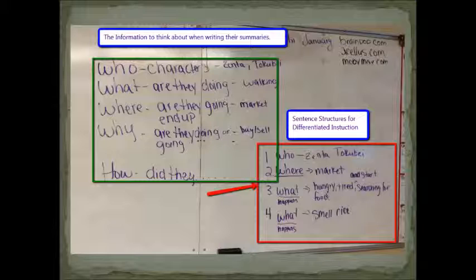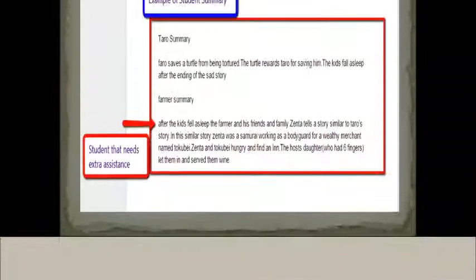This was based on who, where, what, and what. So who they were, where they were going, what they were doing, and what happened to them. And then who the characters were, why they were doing it, where they were going, and what they were doing. And we used these to help build our sentences. We would fill these in and then write our sentences.